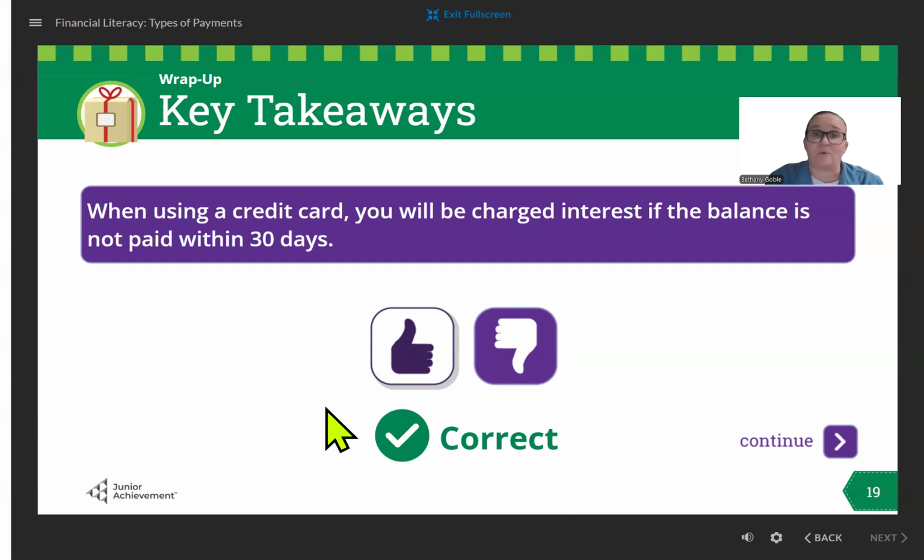That's why it's so important. Don't put stuff on credit unless you really have to, and get that paid off as much as possible, because you're going to end up paying a lot more. And I'm going to show you an example here in a second.